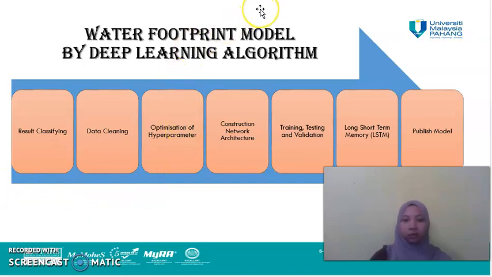Next, to predict the water footprint model by deep learning algorithm, we have to do result classifying, data cleaning to remove the outlier, then optimization of hyperparameter, construction of network architecture, and training, testing, and validation. We train the result and test the data to get the final result. Before the model is published, we have to validate, and we use long short-term memory for time series prediction, and then we can publish the model.